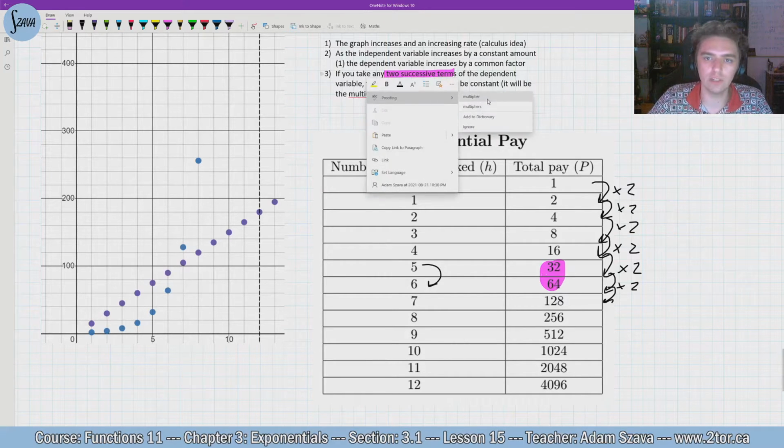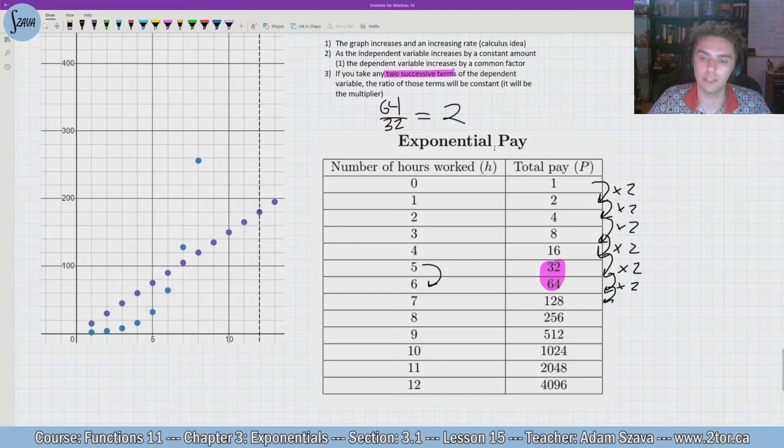So if I were just giving you a table of values, you could find the multiplier by taking any two successive terms, dividing the bigger one by the smaller one, and whatever you get out, that is what you're multiplying by each time. And if that's constant for every two successive terms, then it's exponential. And for the purpose of this section, it will be constant for the whole thing.